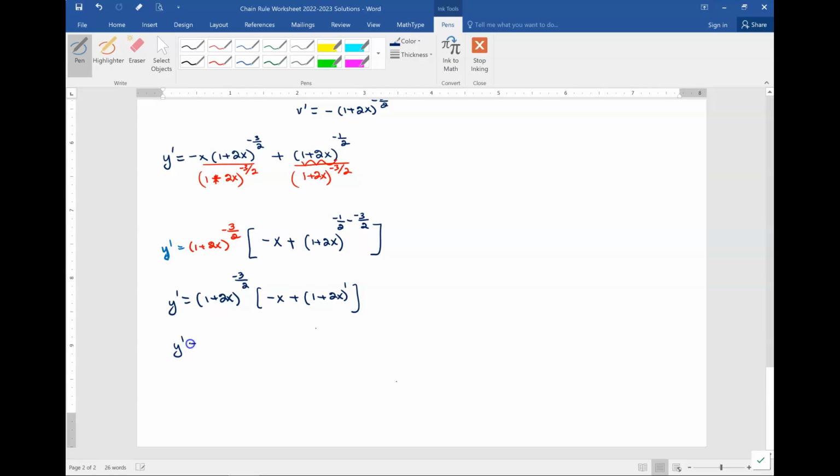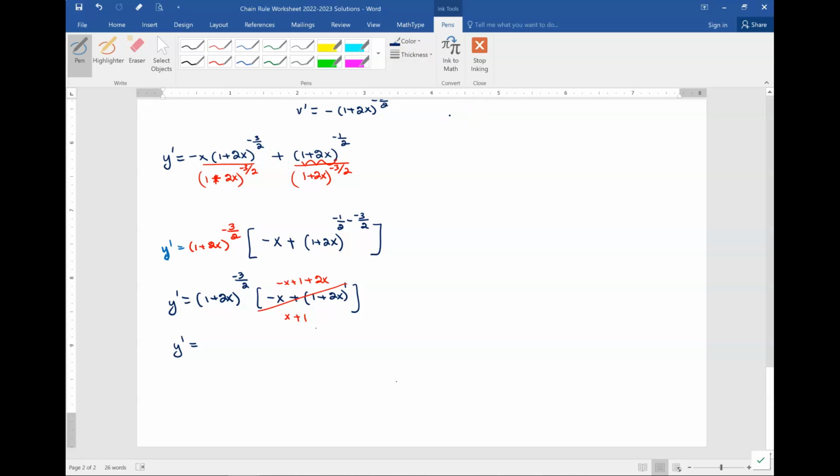So y prime is, let's just simplify this inside, right? What do you have? Negative x plus 1 plus 2x. How much is that? X plus 1. Okay.